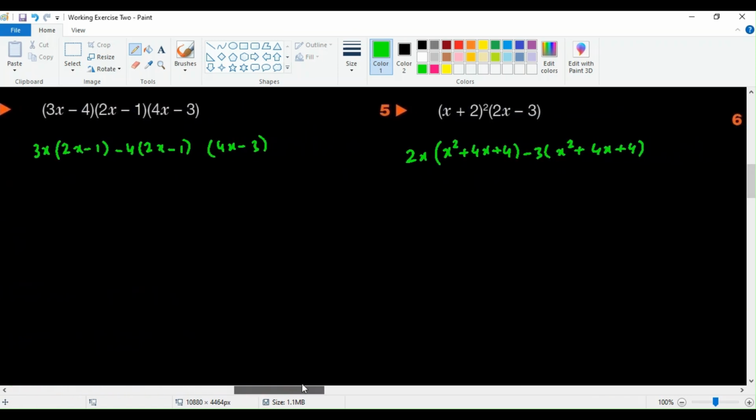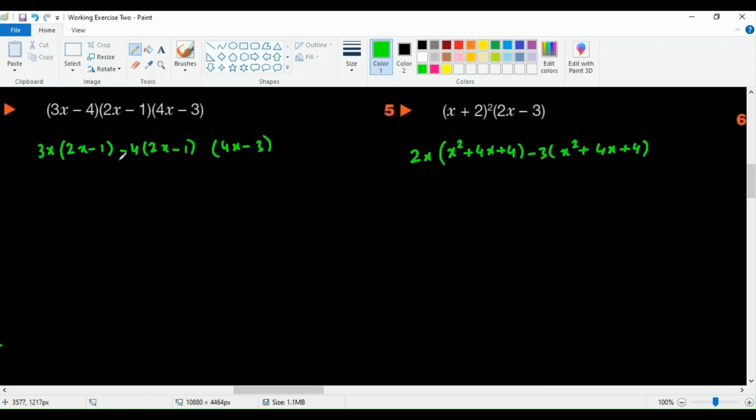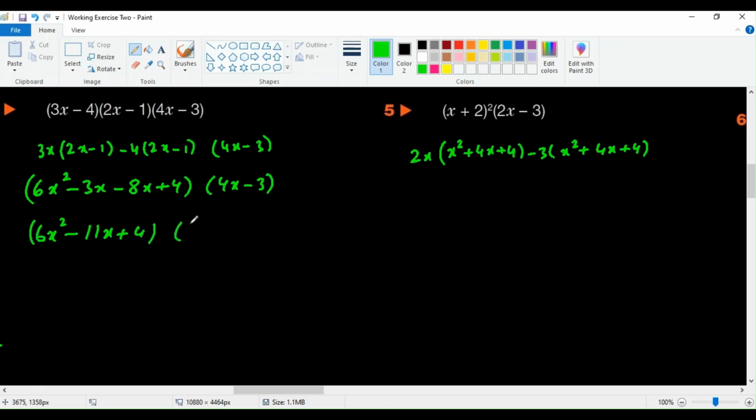I've already written that 2x minus 1 I have written two different times. First it is going to multiply by 3x and second by minus 4. So first one is going to give us 6x squared minus 3x, and the third one is going to give us minus 8x, and minus minus is a plus 4. So first we simplify this and then we multiply by 4x minus 3. Let's see what we get as a simplification of this part. This gives us 11x plus 4, and now we are going to multiply this by 4x minus 3.